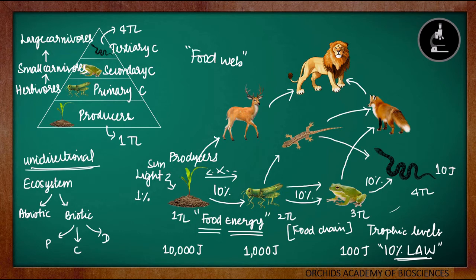So this is a very detailed explanation of food chain, what the trophic levels are, and what a food web is. And let us look at another interesting aspect of food chain, that is biological magnification, or biomagnification. So what is this biological magnification, biomagnification?